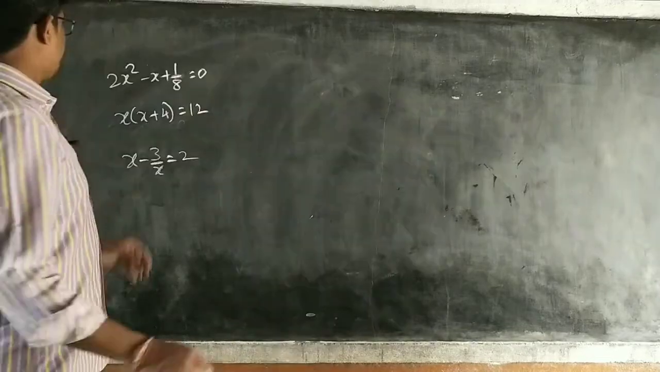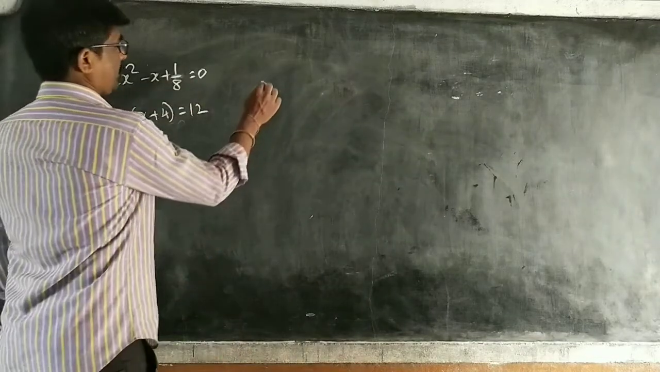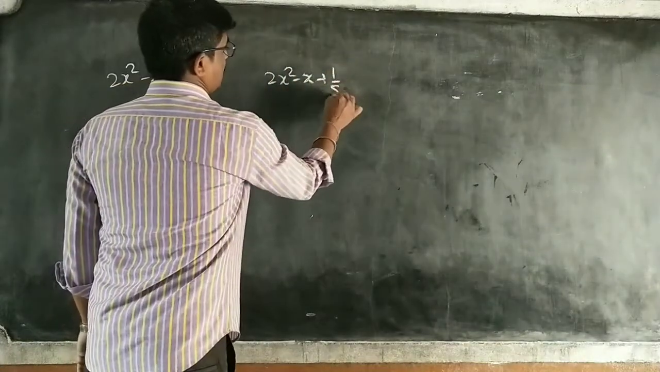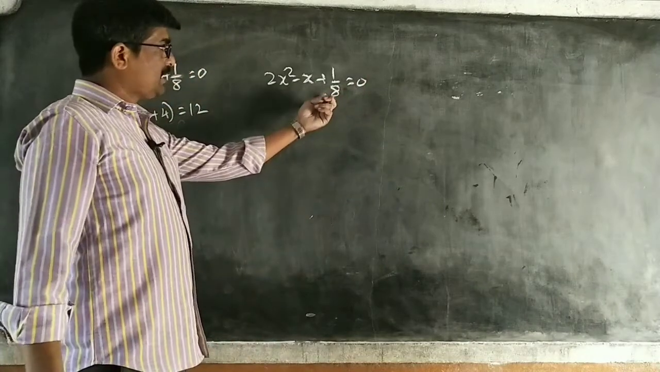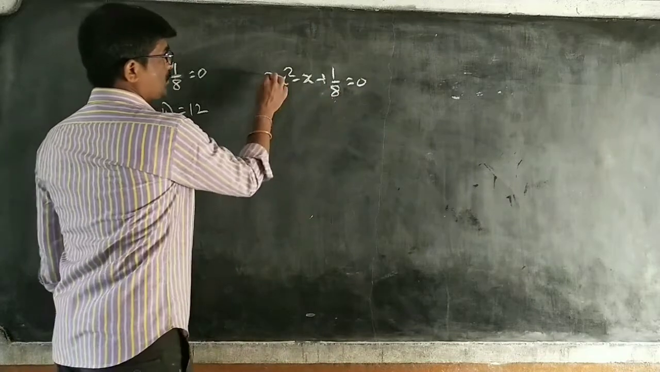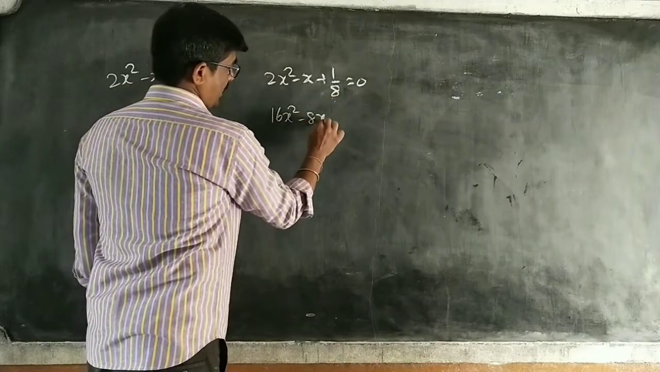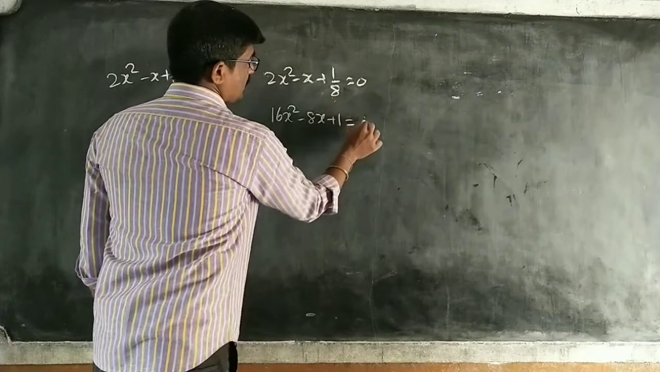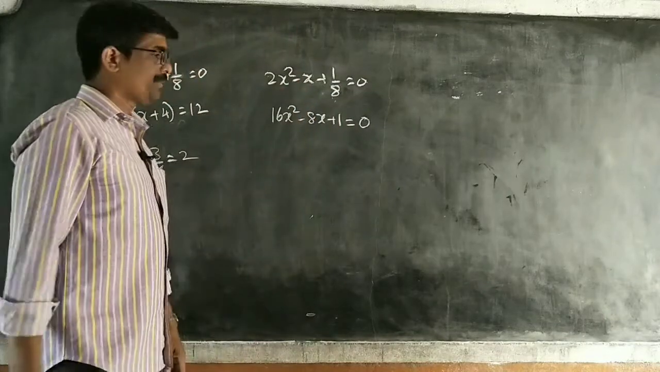Next, again one, 2x square minus x plus 1 by 8. How are we to do factorization? Observe here, 8 is in the denominator. So multiply 8 with the total fraction. 8 into 2 is equal to 16x square minus 8x plus 1 into 0, because 8 into 0 is 0.